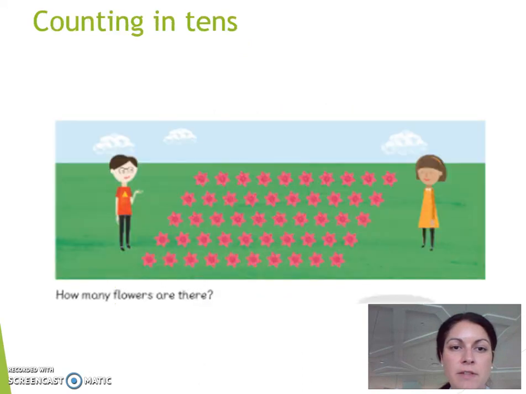Another sticker that we have is counting in tens. So the children can count down 1, 2, 3, 4, 5. Okay, 5. And if they count across, 1, 2, 3, 4, 5, 6, 7, 8, 9, 10. So there are 10 flowers in each row, and there are 5 rows. So it's going to be 5 groups of 10. 5 multiplied by 10 equals 50.